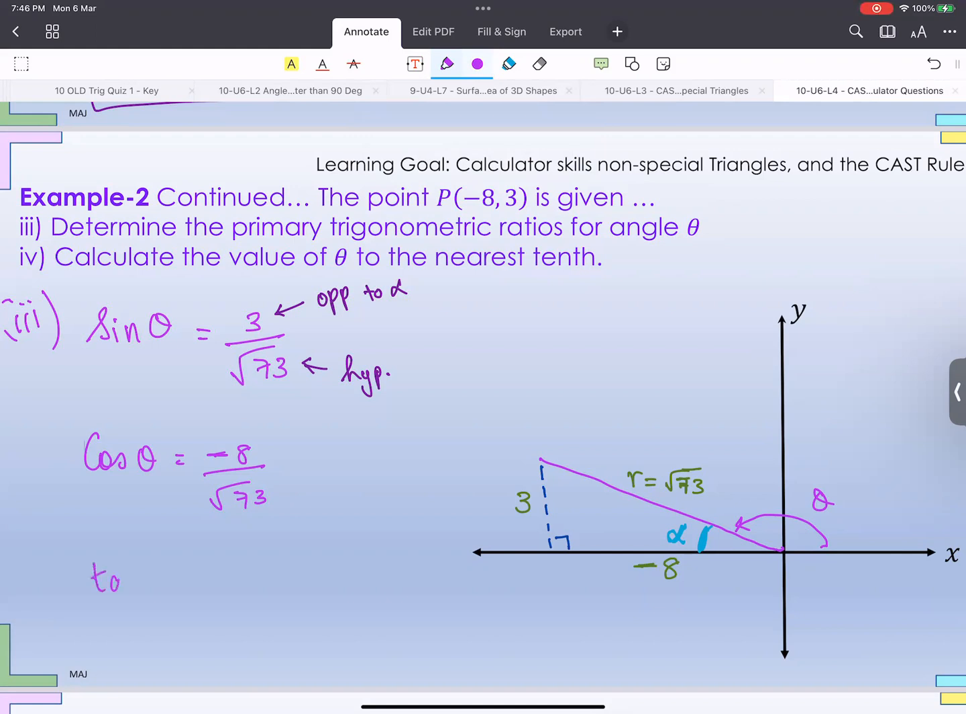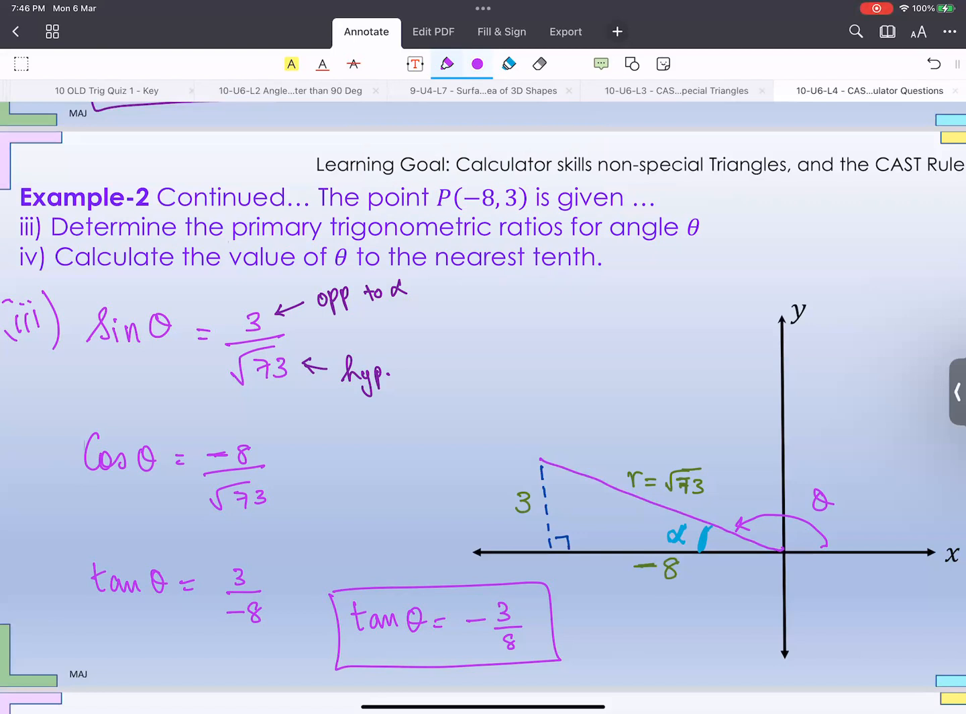And tan of theta is opposite over adjacent, so 3 over -8. We normally don't leave negatives in the denominator, so you could write tan theta as -3 over 8, or you could bring the negative to the numerator. So there we go. That is sine, cos, and tan theta, which are also called the primary trigonometric ratios. So we use alpha to find the primary trigonometric ratios for theta.